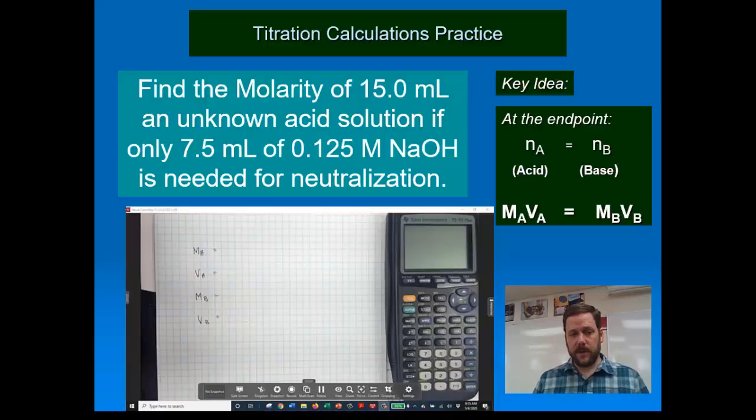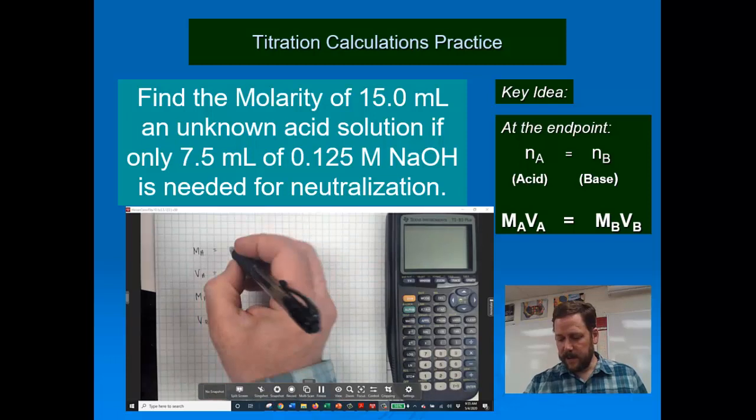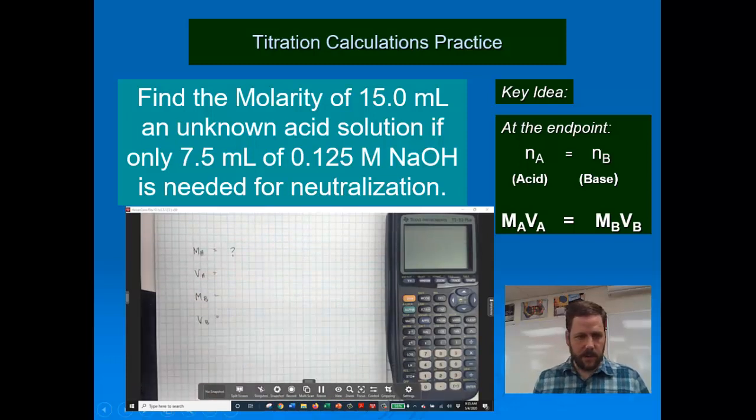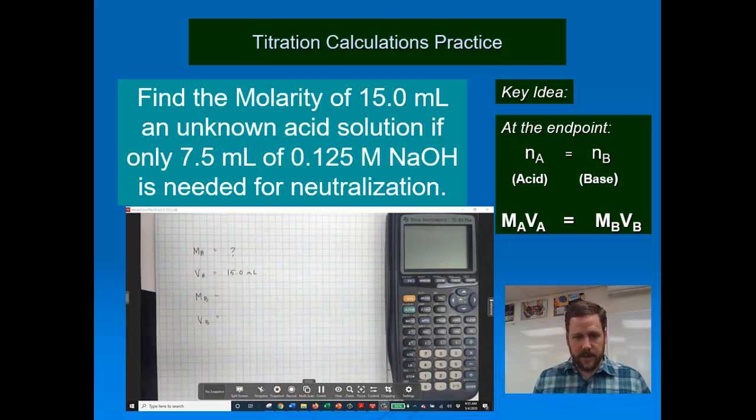Let's try another problem. See if you can identify which variable is which in this question. Pause the video for a minute and see if you can identify what the question is asking for. I'll go ahead and populate the list here. We're going to use MAVA equals MBVB. The unknown we're solving for here is the molarity of the acid, and the volume of the acid is given as 15 mLs. Did you identify the molarity of the base and the volume of the base?